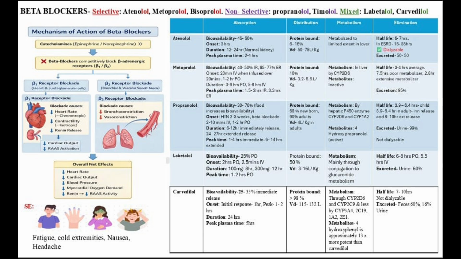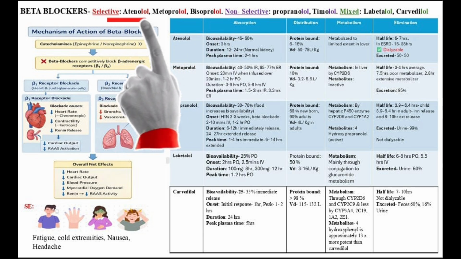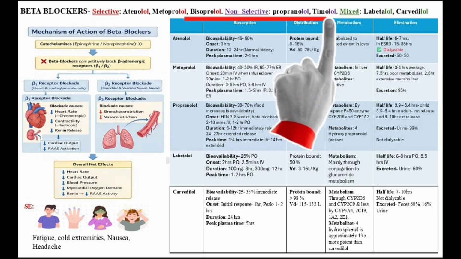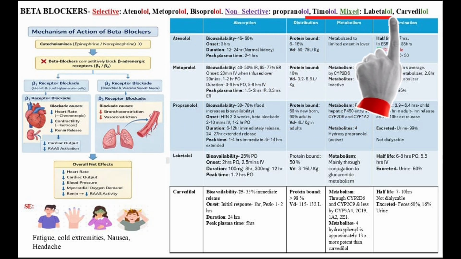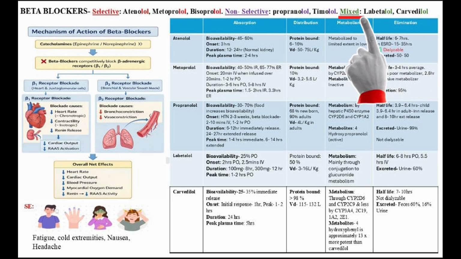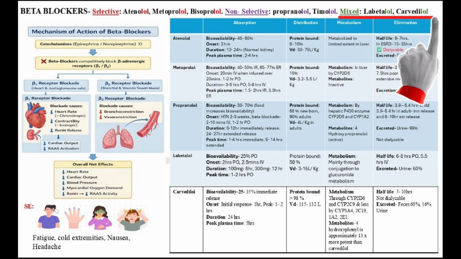They can be classified as selective beta-1 blockers such as atenolol and metoprolol, non-selective blockers such as propranolol, and mixed alpha and beta blockers such as labetalol and carvedilol. Beta blockers work by blocking beta-adrenergic receptors, beta-1 and beta-2, that normally respond to epinephrine and norepinephrine.